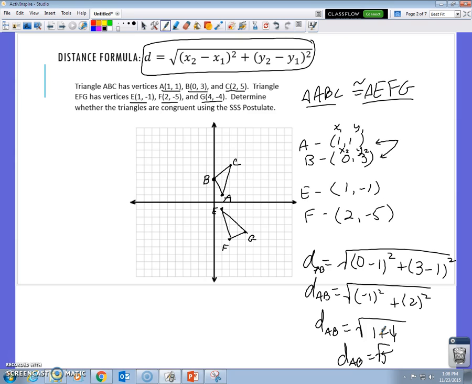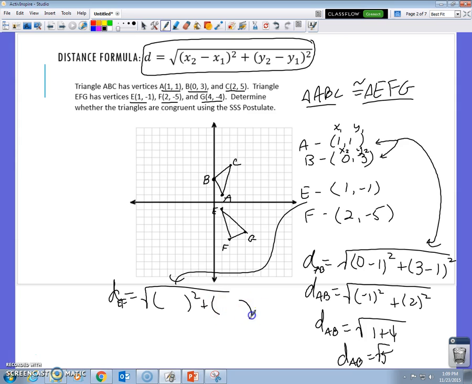Let's make sure I got these right, and we'll go ahead and do EF over here on the side. Once again we have the distance formula, and this time we're doing EF, so we keep track of it. We have these two points. They're both x and y, but to keep them straight, we give them little subscripts: the first x and the first y, the second x and the second y. I'm not squaring those values, they're just subscripts. So I'm doing x2 minus x1, as stated in the formula. In this case, 2 minus 1, and y2 minus y1, negative 5 minus negative 1.